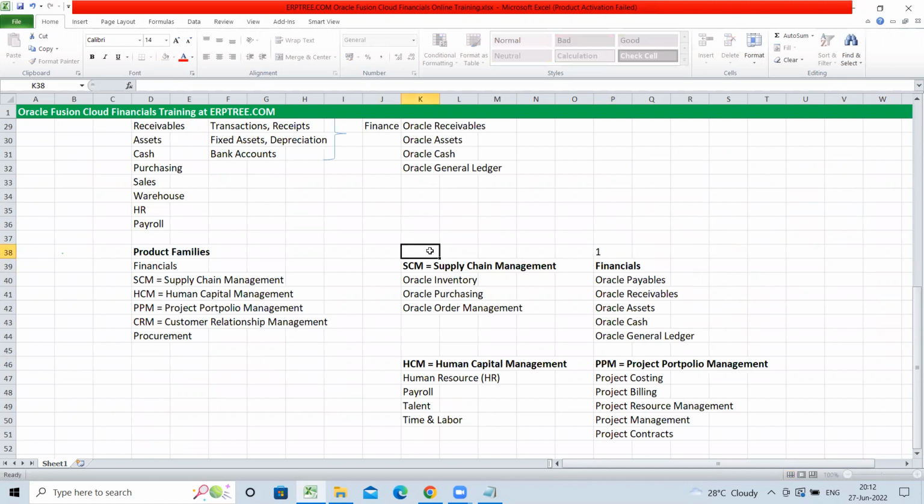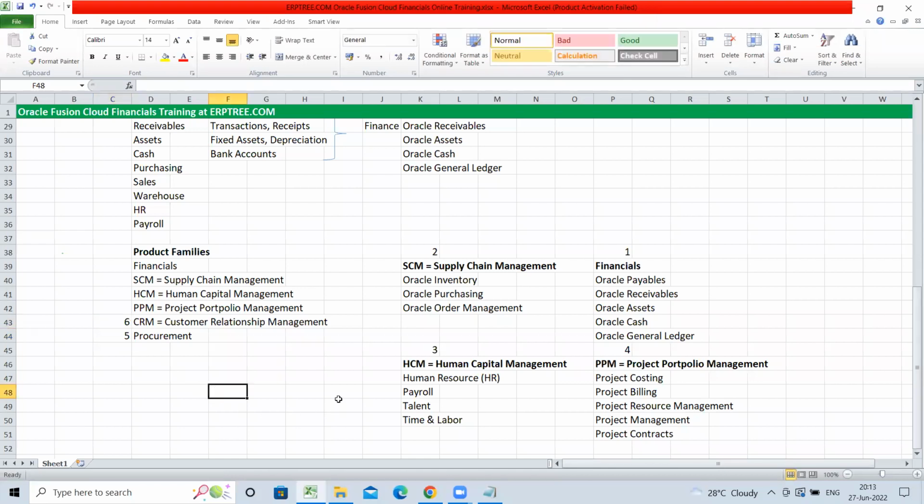The second priority goes to SCM. The third priority goes to HCM. The fourth priority goes to here. We have PPM, HCM. Yes, you can pick this as a 4, and this you take as a 5. This you can take as a 6.